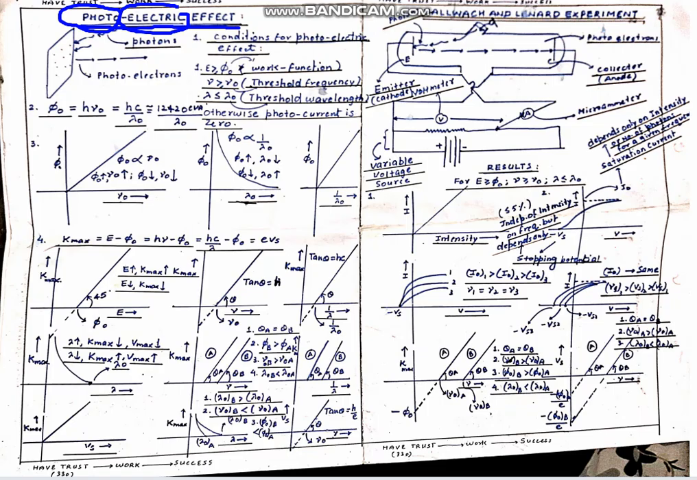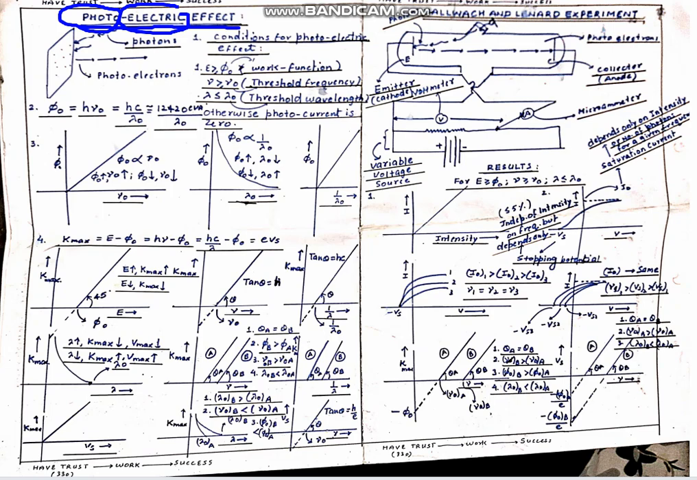From there the concept came, and then experiments were done by Hallwachs and Lenard, and its explanation was given by Albert Einstein in 1905, for which he got the Nobel Prize in 1921. So this is a brief historical introduction. Let's study the concepts over here.